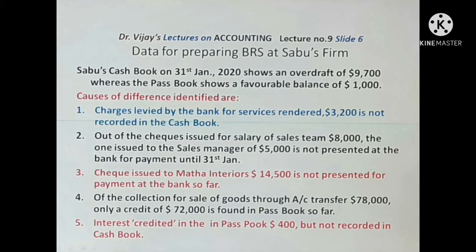Now the fifth difference, interest credited in the passbook $400 but not recorded in cash book. Bank has allowed interest in favor of Sabu $400. Entry for that is there in the passbook, but there is no corresponding entry in cash book. These are the causes of difference. We have to consider each cause of difference, find out which ones are to be added in the statement and which ones to be subtracted. That we are studying now, each cause of difference separately, one by one.